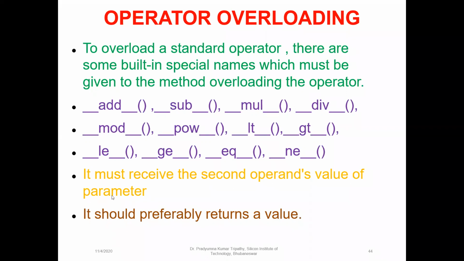For the time being, remember that some standard operators which can be overloaded have special built-in names available in Python. You just have to use those special names and overload them by using method overloading. And preferably it returns a value. Correct? Is this slide understood? We'll go to the next slide where we'll take an example. Is this slide understood by everyone?